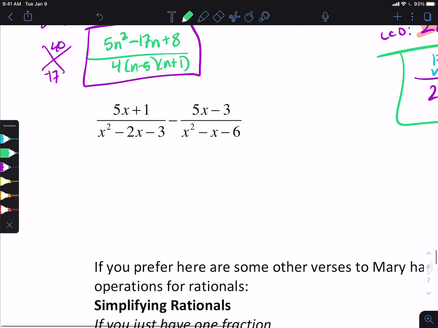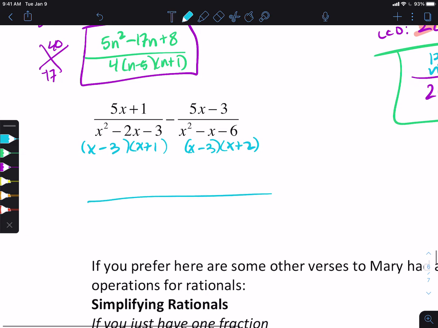Okay. So here I need to factor the denominator, so I get x minus 3, x plus 1, and then x minus 3, x plus 2. So my common denominator, I have to represent each factor. Got an x minus 3 on both of those, but they're both to the first power. I have to represent the x plus 1, even though there's no other one. It's to the first power. And then I have to represent the x plus 2 to the first power.